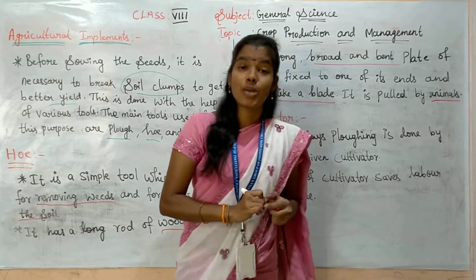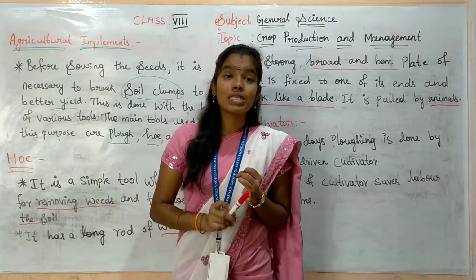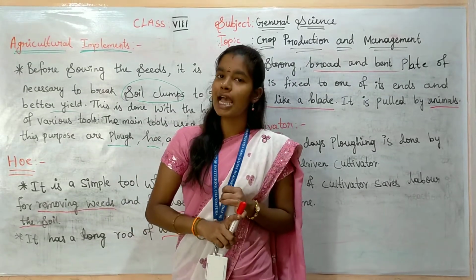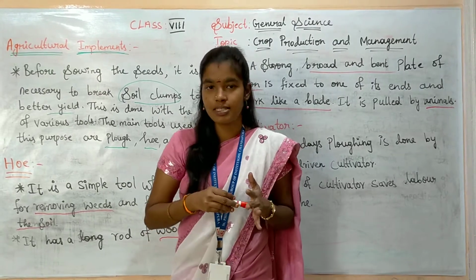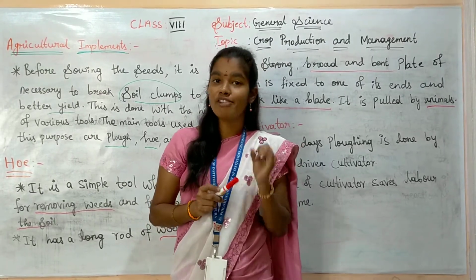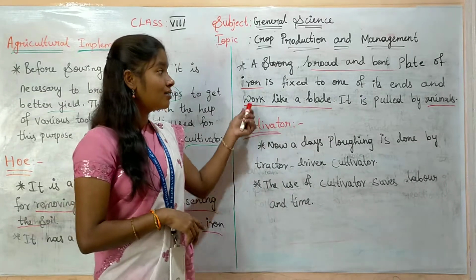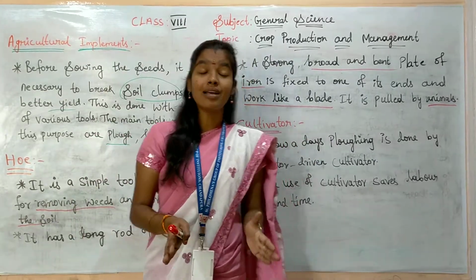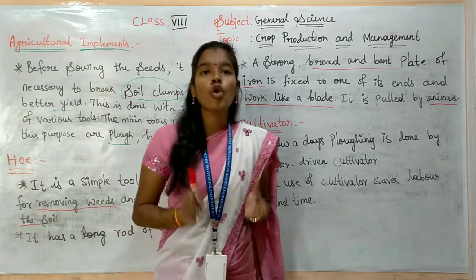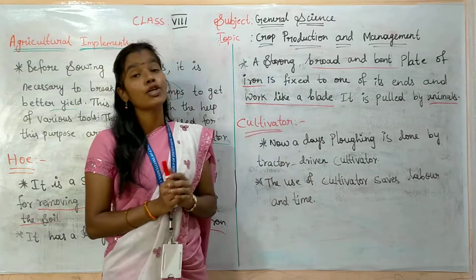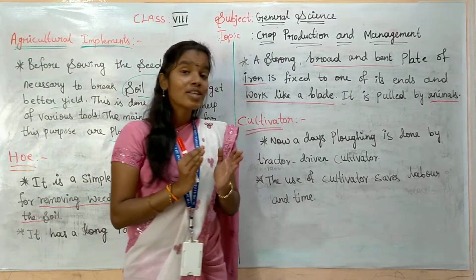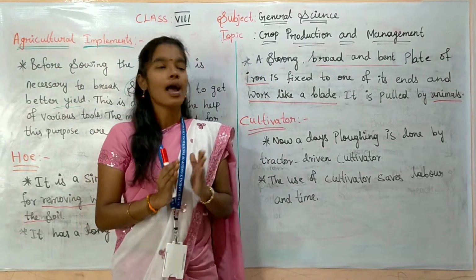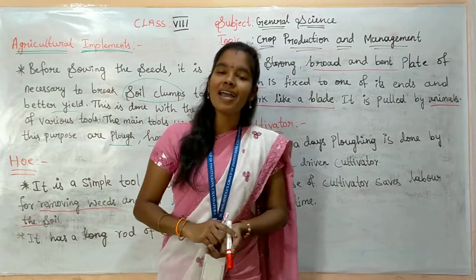Okay, what are the points you have to remember? For what purpose are we using it? For removing weeds and for loosening the soil. And what does this hoe have? It has a long rod of iron or wood. And next, remember that a strong, broad and bent plate of iron is fixed to one end of the hoe. So it acts like a blade. And how is it pulled? It is pulled by animals.